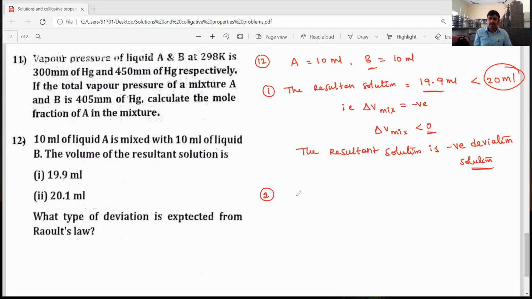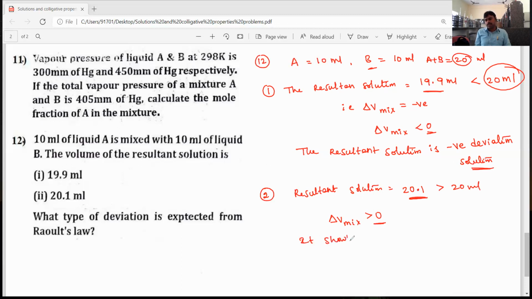Let's see the second one, the resultant solution. How much did they give, dear students? That is 20.1 ml. This 20.1 ml, against A plus B of 20 ml, is more than 20 ml. That's why delta V mixture is positive, which means the resultant solution shows a positive deviation from Raoult's law.